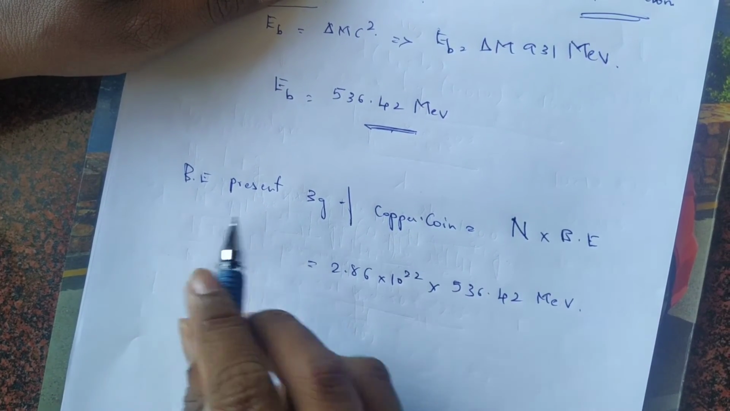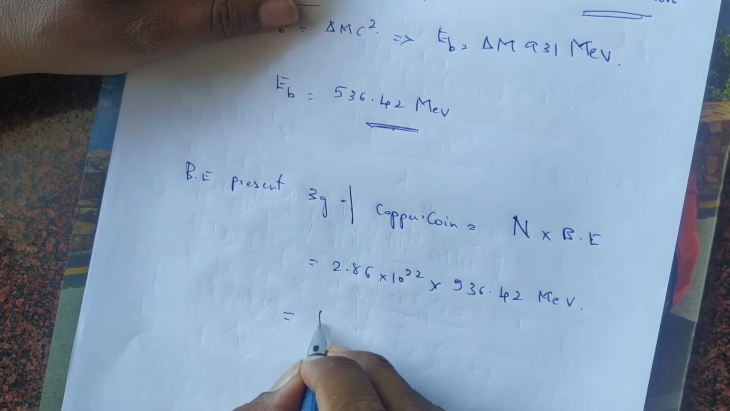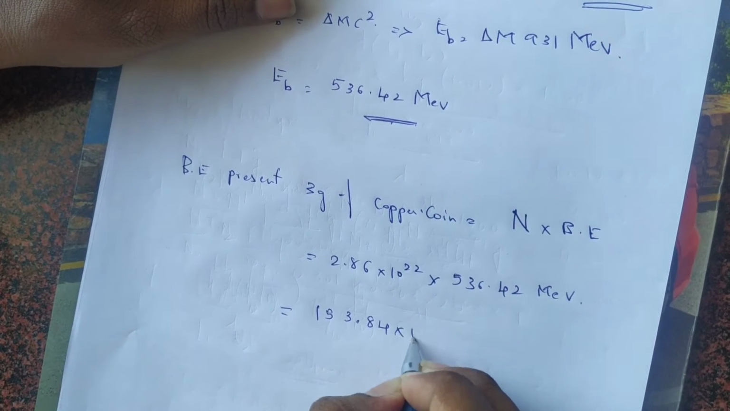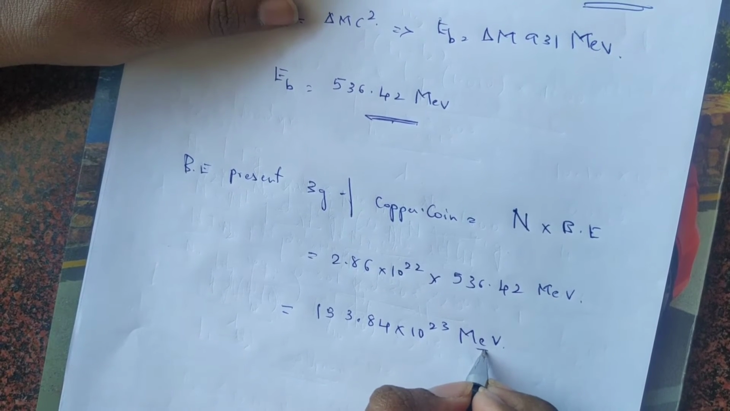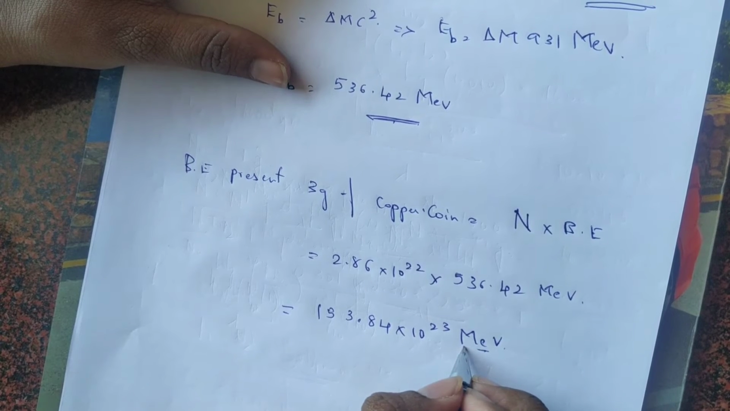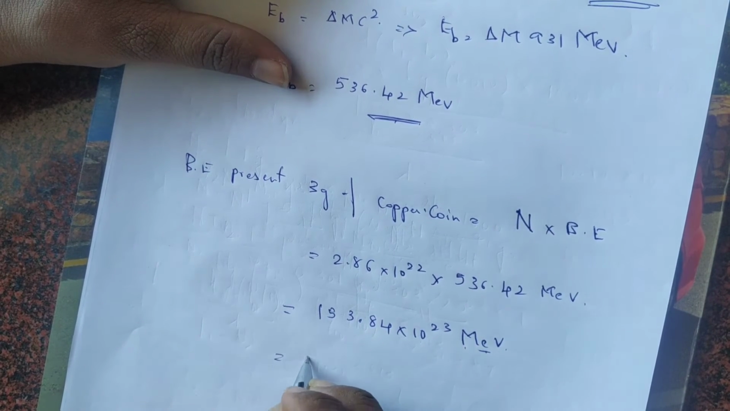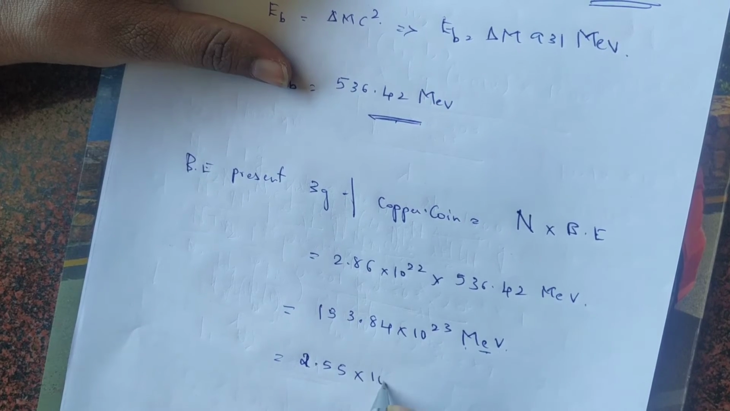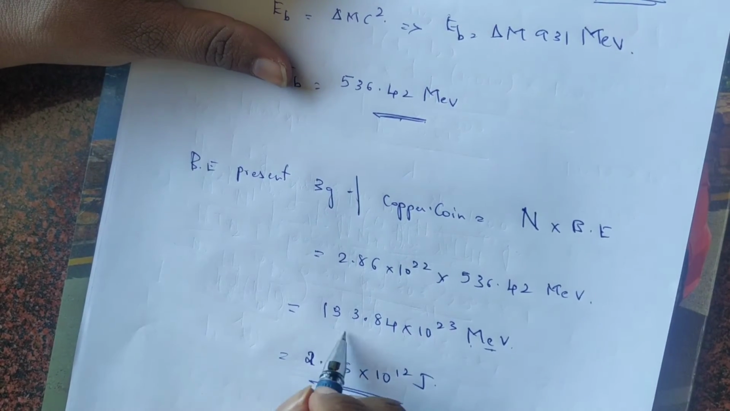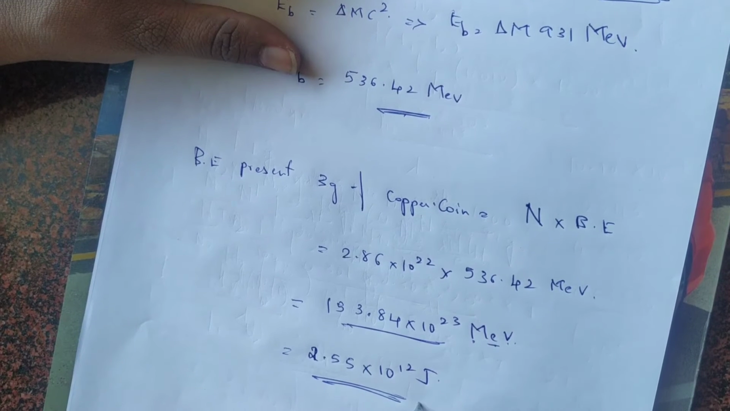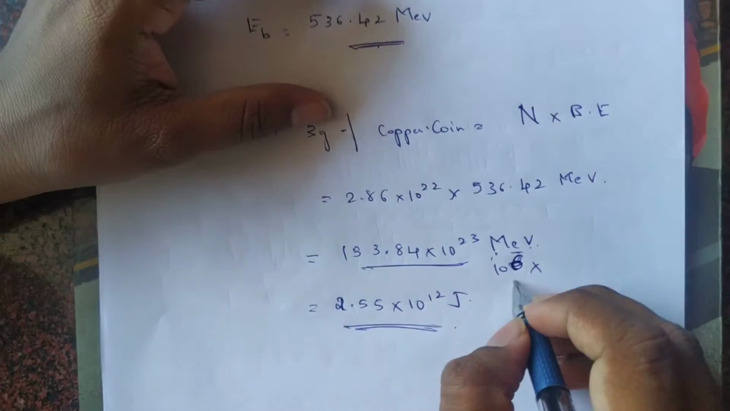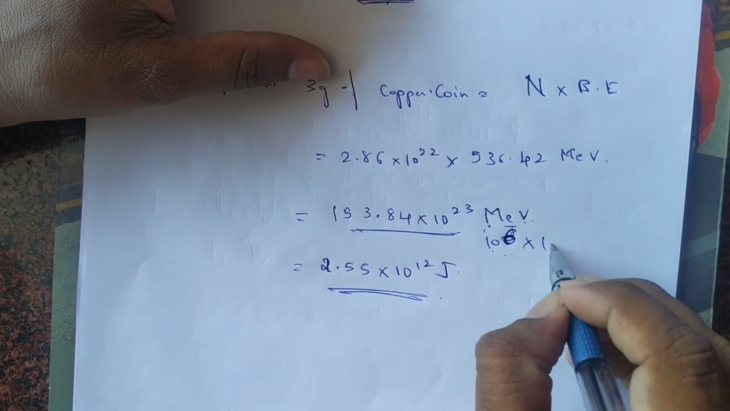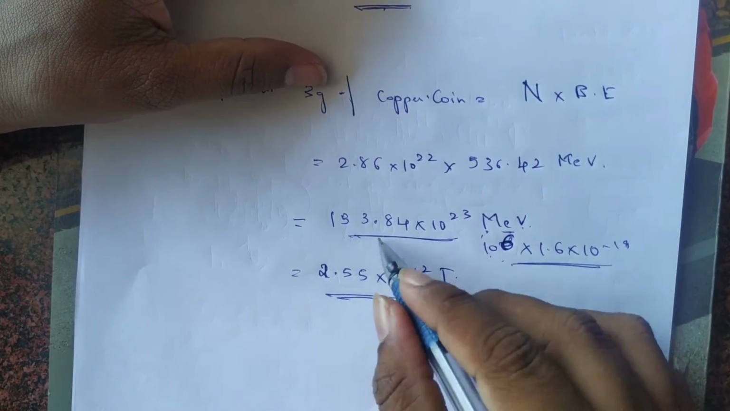So we need energy in joules. Therefore what you can see, 153.84 into 10 raised to 23 mega electron volt. We know electron volt is 1.6 into 10 raised to minus 19, right, and M is 10 raised to minus 3. So apply it, you will get 2.55 into 10 raised to 12 joule. Students, once again I'll repeat, you have to convert mega electron volt to joule. So mega is nothing but 10 power 6, and electron volt is 1.6 into 10 raised to minus 19. If you multiply this, you'll get this answer.